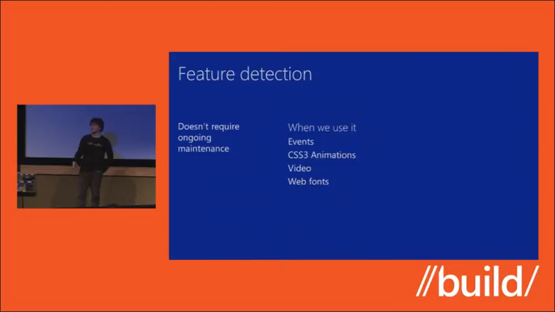Feature detection, we use it obviously for our eventing. We use Modernizr for checking some touch events, CSS3 animations, and web fonts. And like I said, with video, we use UA detection. We also use feature detection for video.